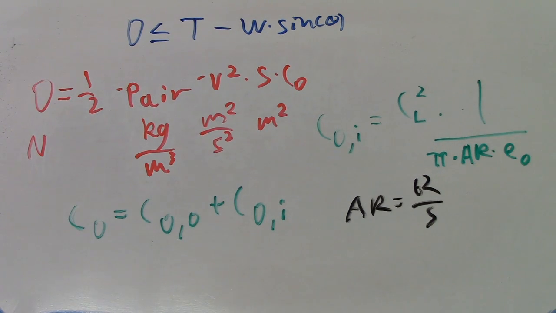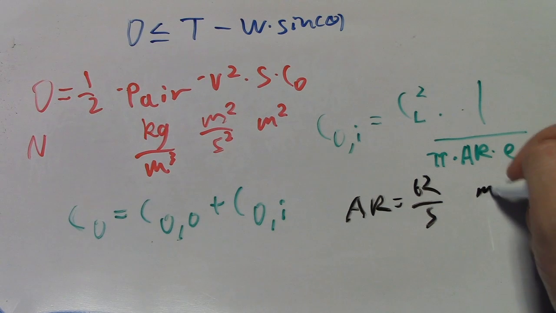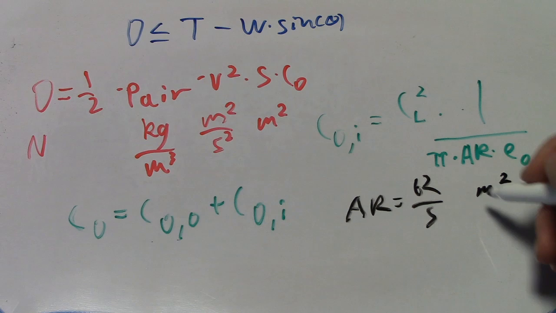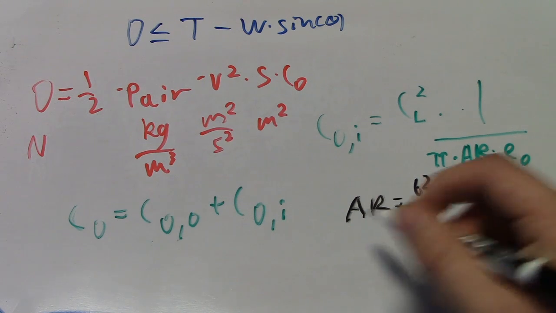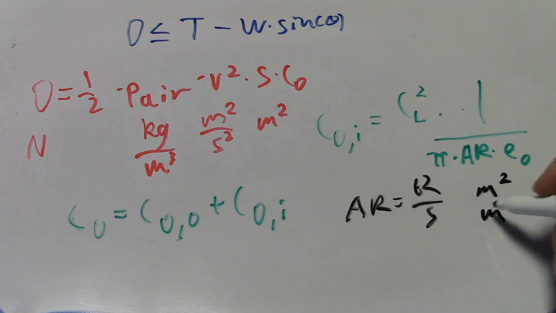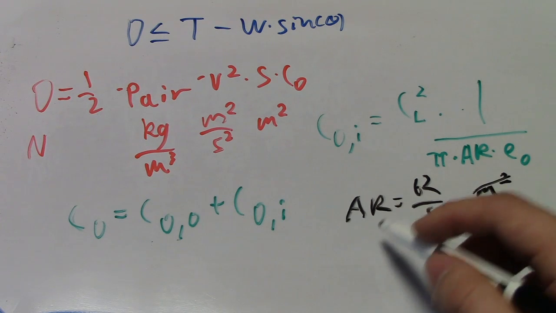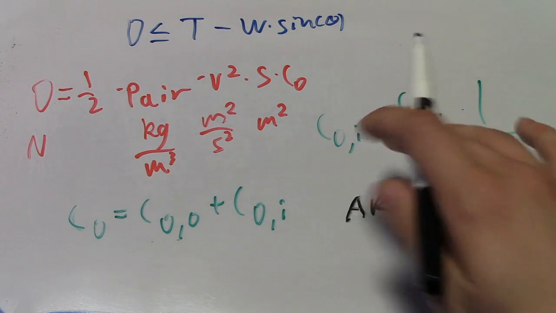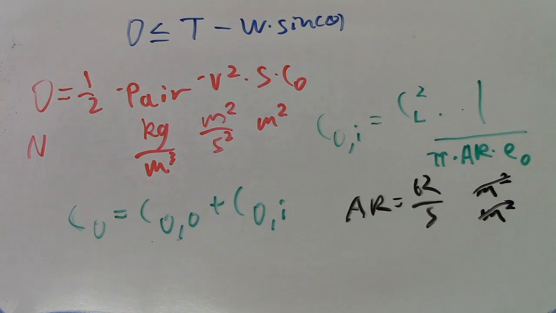Now, b is the wingspan, which is measured in meters. And because the variable is squared, I'll square the unit. And s is still the surface area of the wing, which is still in meters squared. Now, you'll notice that these cancel, so the aspect ratio is actually unitless. In fact, this entire equation involves unitless variables.